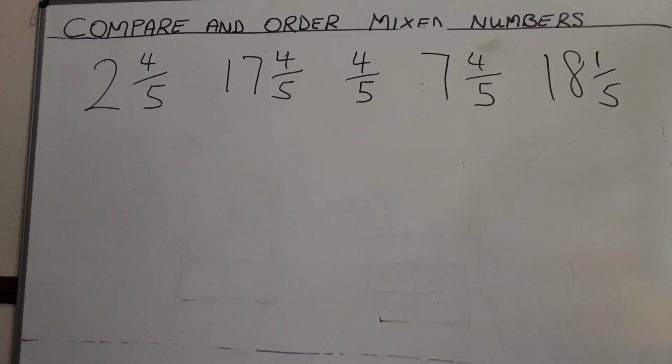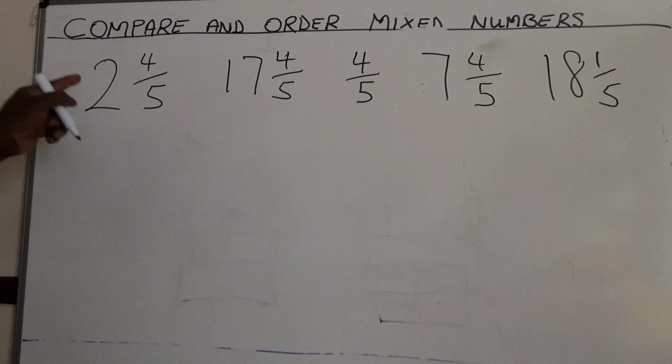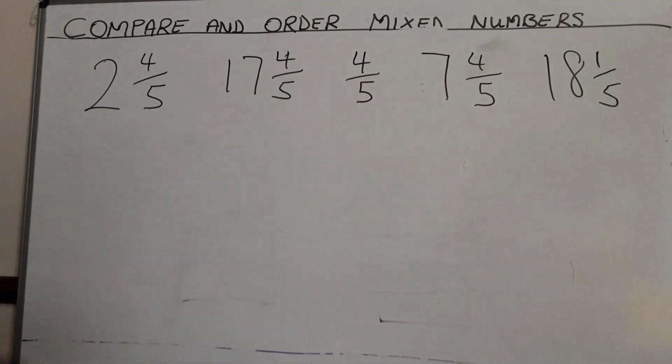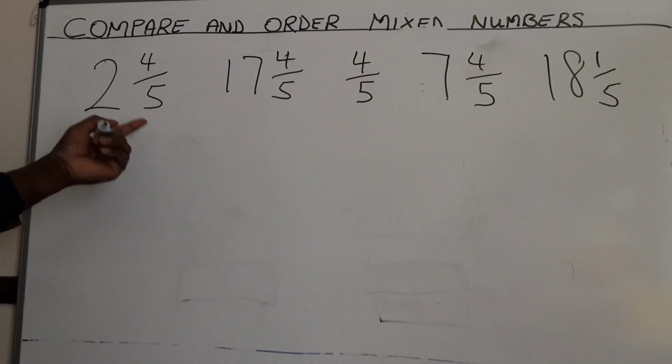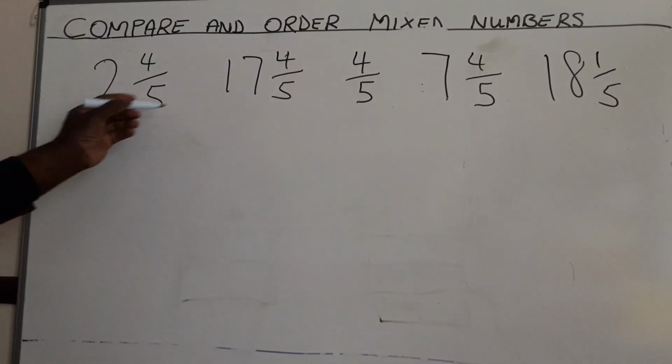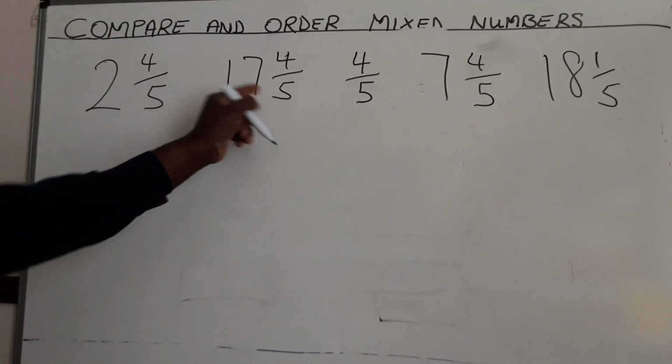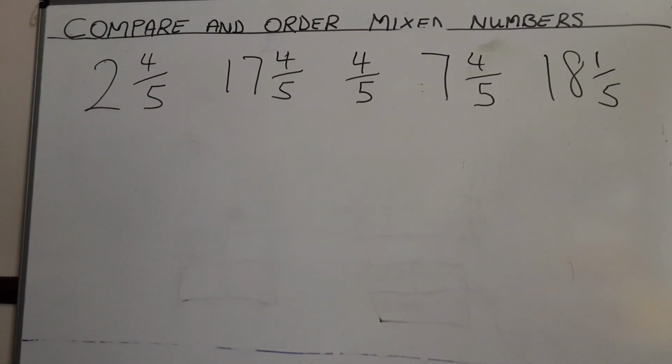When we look at this, first we have to compare the whole numbers. We can see that they are different whole numbers. We can also check the denominators, and what we can see is that the denominators are the same. So there's no denominator we have to convert, because they all have 5, 5, 5, 5, 5. So we can order them straight away.